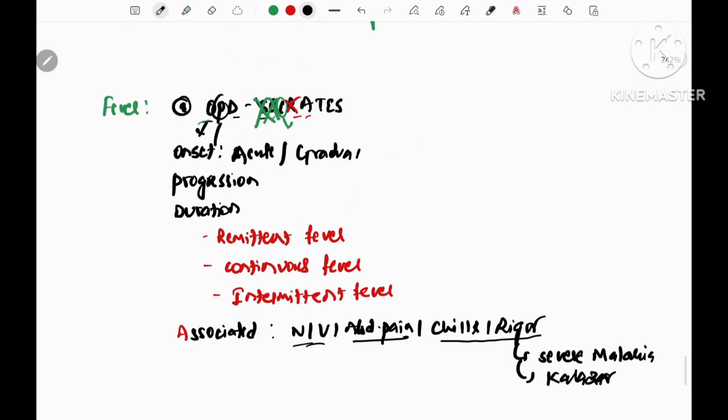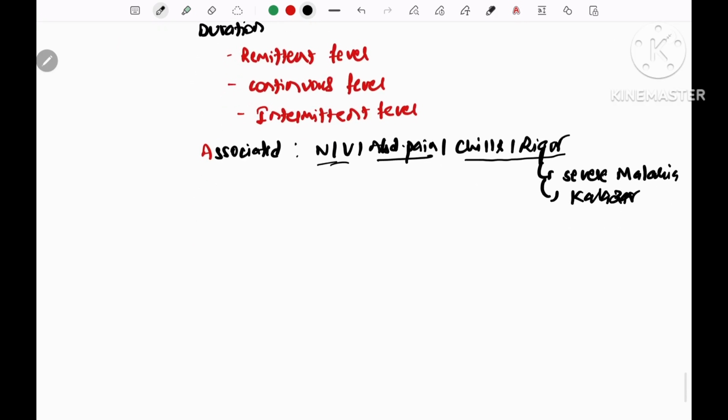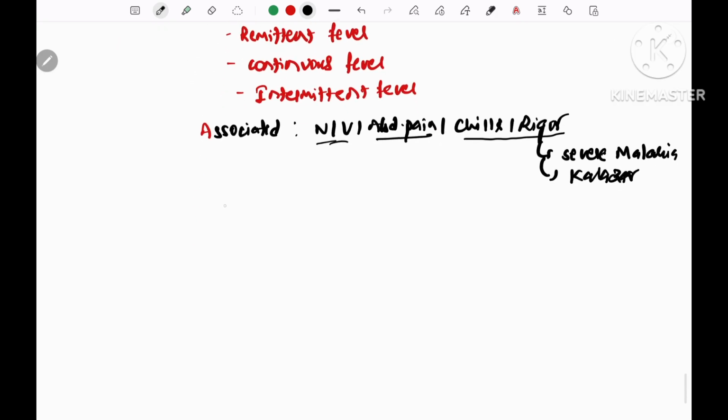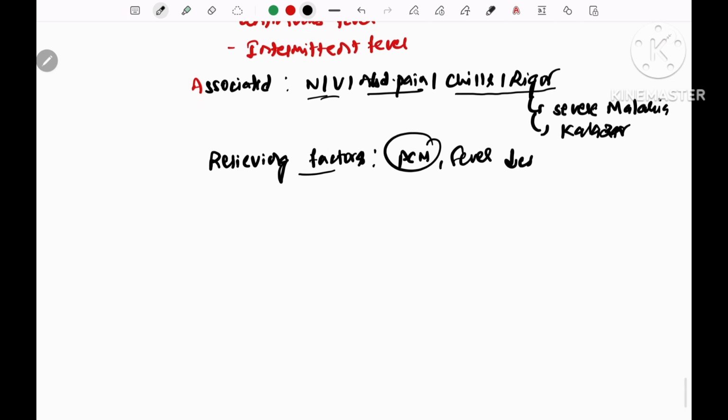And the T, the fever T, is also not important. And E, exacerbating factors. We do not write exacerbating factors, but we write relieving factors. So how do we ask the patient how this fever decreases? What are the factors that are increasing and decreasing the fever? The patient mentioned that on taking paracetamol, the fever decreases. So we have to mention this.